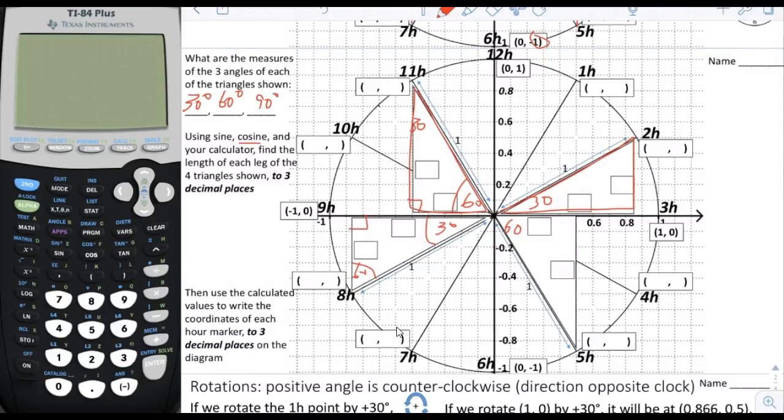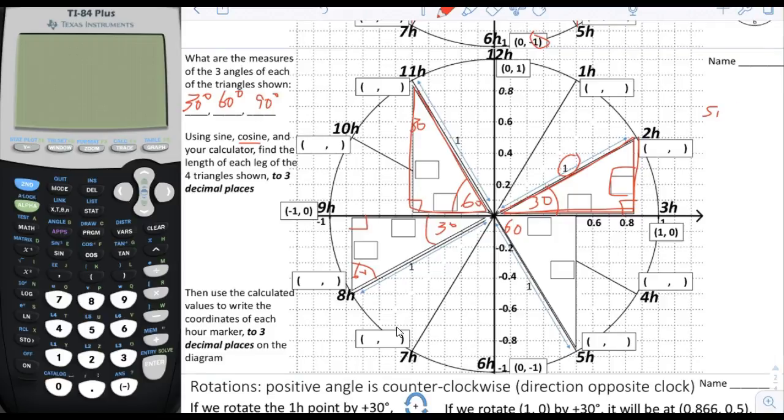Then it says to use sine, cosine, on your calculator and find the length of each leg of the 4 triangles shown to 3 decimal places. Okay, so let's start with this one here. So we have a 30, 60, 90 triangle. Let's ignore the 60. All we need is a 30. So we have a 30-degree right triangle, and we know that the hypotenuse is 1. So I'm going to try to find out the opposite side.